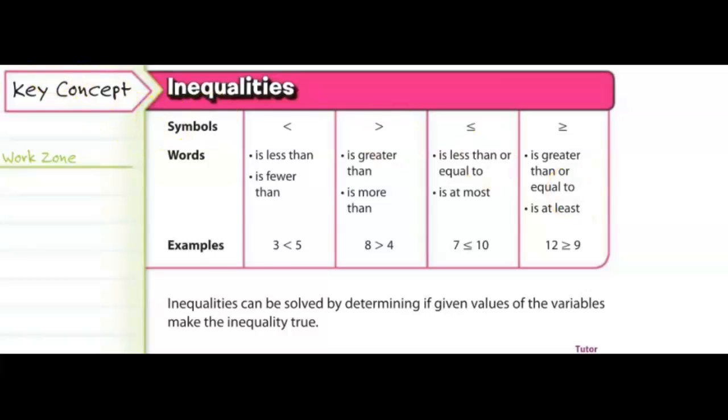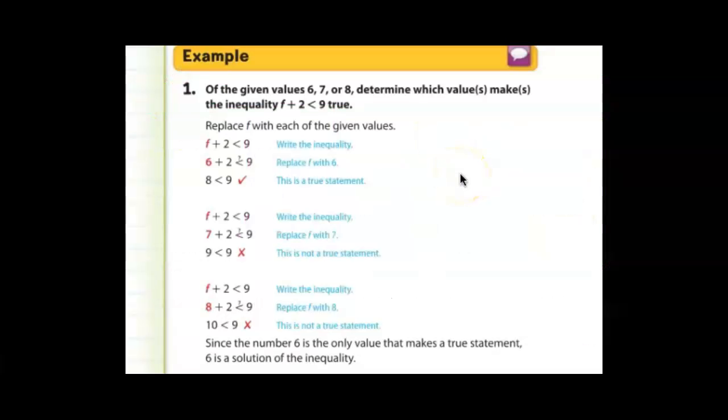Okay, so just like equations, we can do a guess and check, in which we take values and replace the variable with them and see if the inequality is true or not. Now, unlike an equation, which only has one possible answer, inequalities could have more than one value, and usually an infinite number of answers that make the inequality true. So let's go ahead and look at the example they've given.